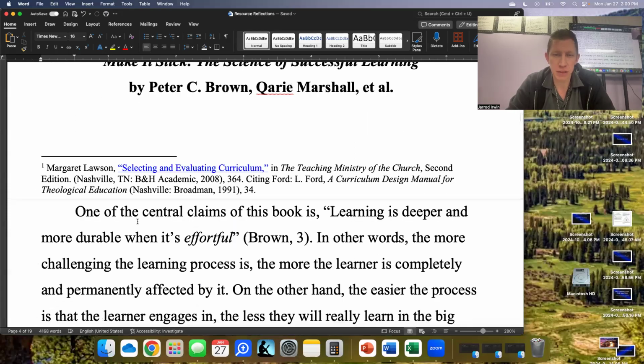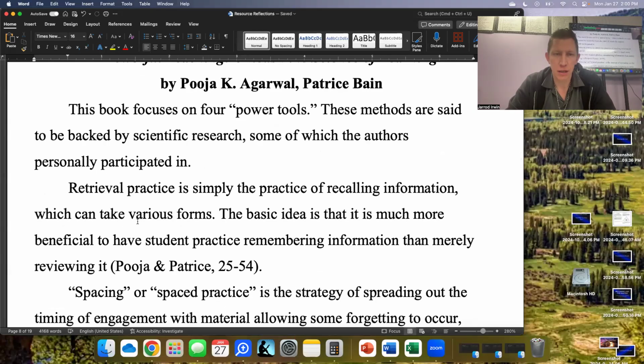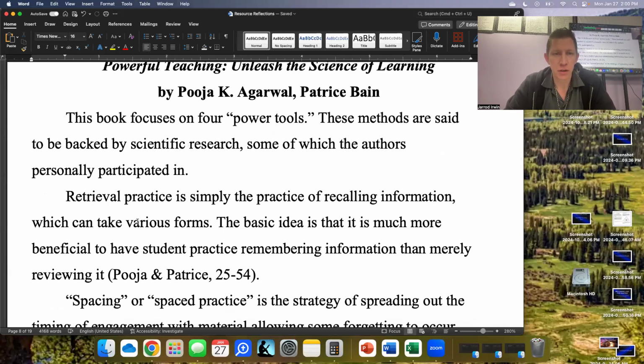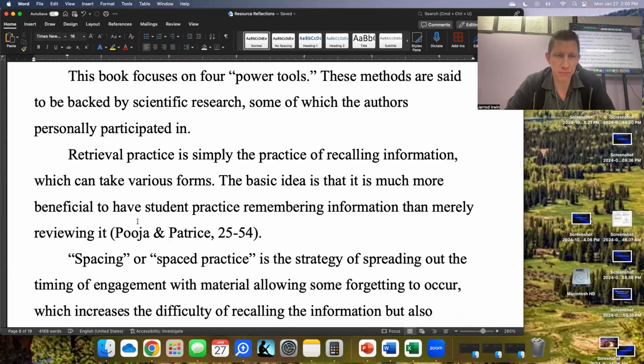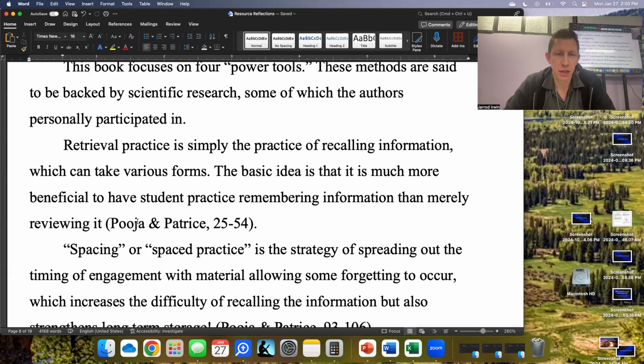The Science of Successful Learning. So again, it's another science-based learning book. This book focuses on four quote-unquote power tools. These methods are said to be backed by scientific research, some of which the authors personally participated in. One of them was a scientist and the other one was a teacher, I think.